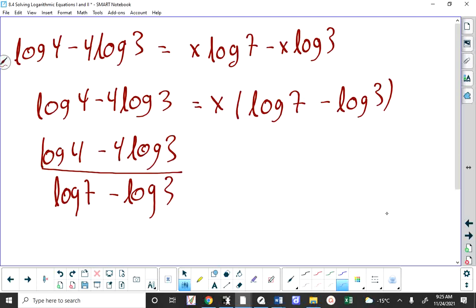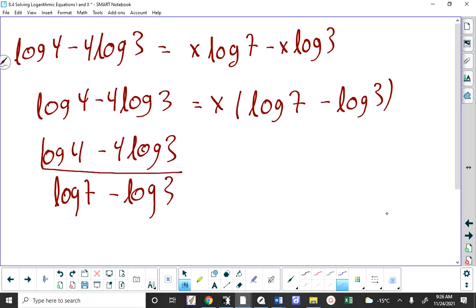Yeah. I was just wondering, are we allowed to write log 81? Sure, definitely. You can bring that 4 up and write 4 log 3 as log of 3 to the 4, which is log of 81. And if it's possible to bring them together as a single logarithm on the top, as long as you don't get fractions, which you would here, this top would be log of 4 over 81. We don't want that. But yes, you can do that.